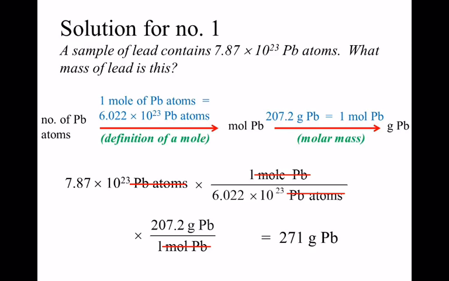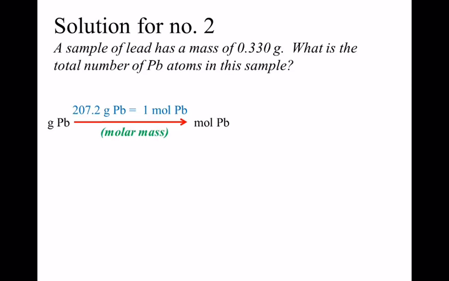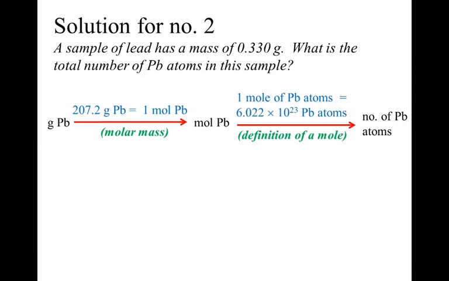So the next one's kind of similar. It is, but it isn't. It's basically backwards. The next one, we have mass and we want to get to number of atoms. So in this one, we're going to start with our grams. We're going to go from grams to moles using the molar mass, which is 207.2 grams is equal to 1 mole. And then we're going to go from moles to counted number of lead particles using Avogadro's number. 1 mole is equal to 6.022 times 10 to the 23rd atoms.